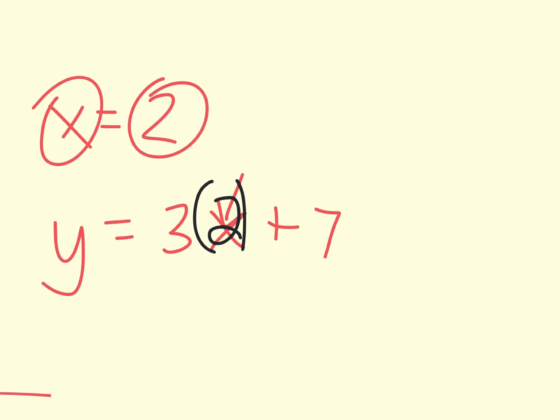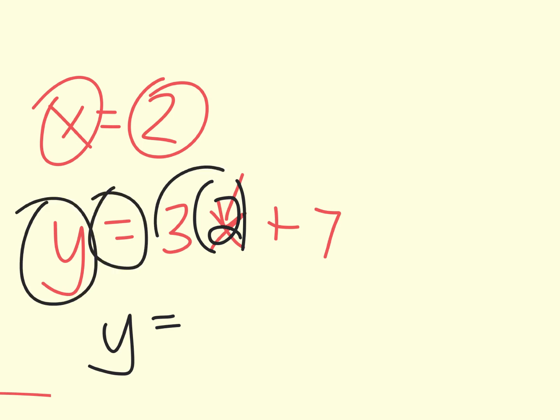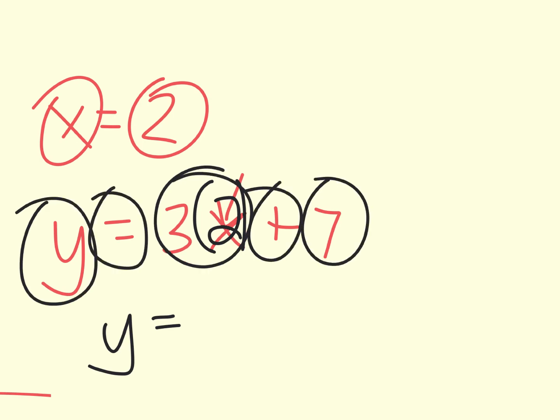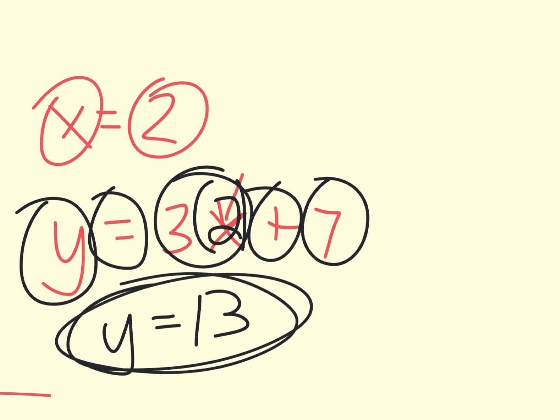Grace, what do you think y is? Y equals 6 plus 7. What's that? 13. Y equals 13. Raise your hand if you had 13. Okay. So then if x is 2 and y is 13, the place this would have crossed is at 2, 13. All right, let's get another nice simple one.